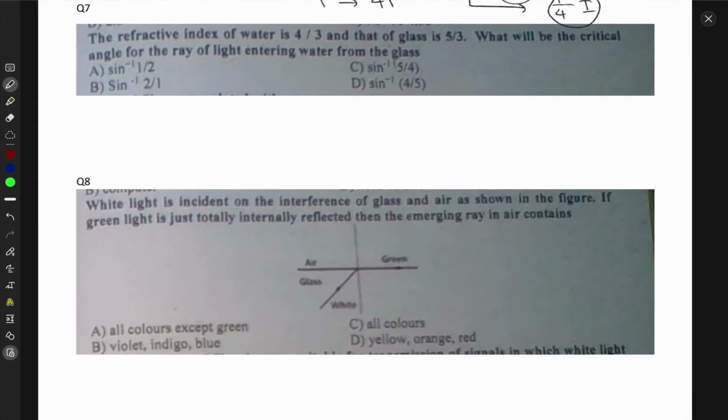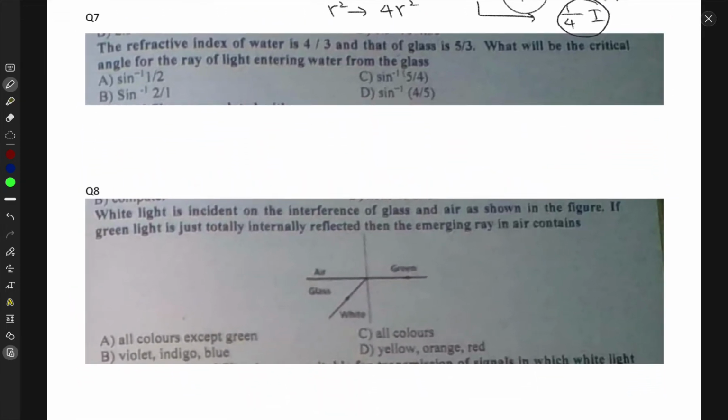Alright, so with that we can move on to question number 7. Question number 7 states that the refractive index of water is 4 by 3. So we're given the refractive index for water, and that of glass is 5 by 3. So we're given the refractive indexes of both the mediums. What will be the critical angle for the ray of light entering water from the glass?